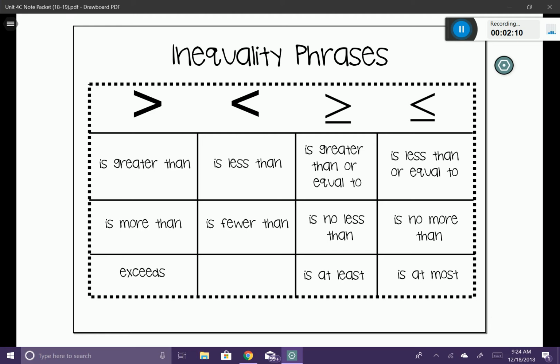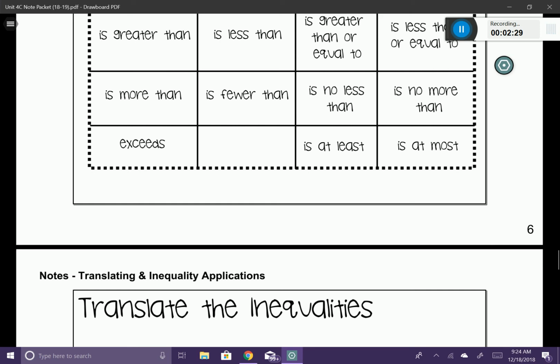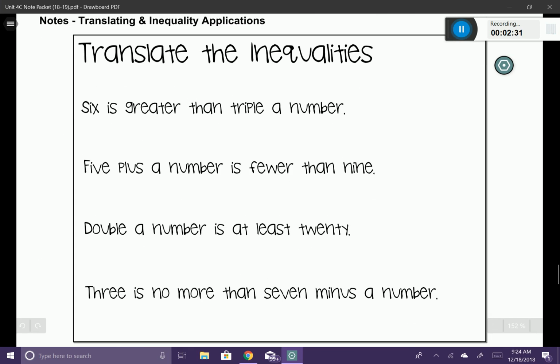So basically, the difference between inequalities versus equations and expressions is that inequalities have multiple answers. They have infinitely many solutions. So we're going to be using this terminology to translate some inequalities. This is going to look very familiar to what we've done with expressions. All right, let's translate the inequalities.